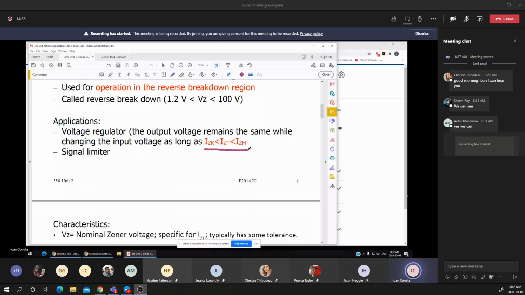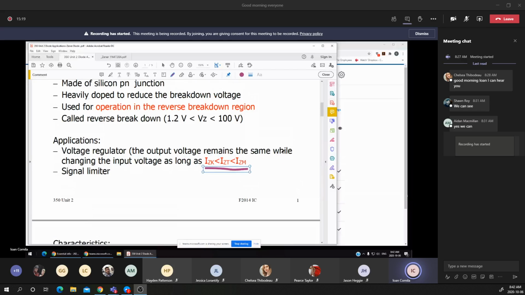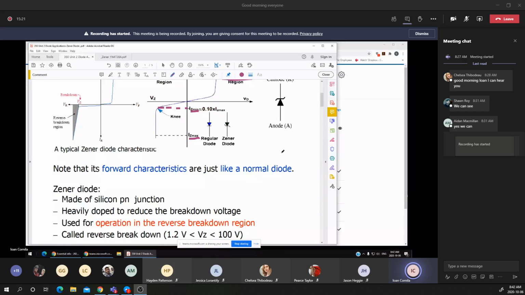Now, I mentioned that that's the limitation. It means that we want to make sure that the current that flows to the Zener diode, that's the IZT, T is for testing, and IZK is the minimum, and IZM is the maximum. Going back to this diagram, you notice the Z minimum and the Z maximum.